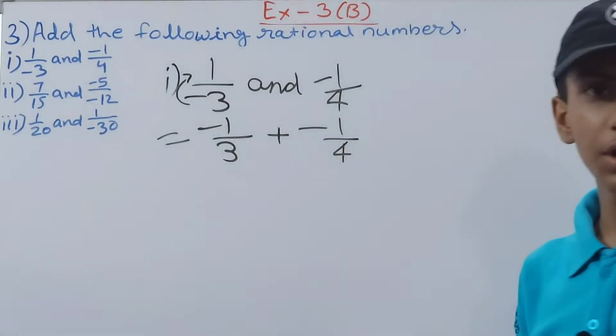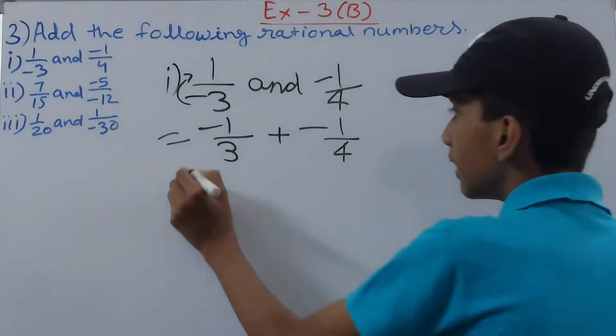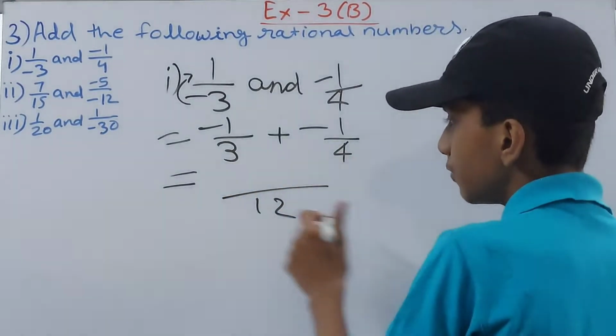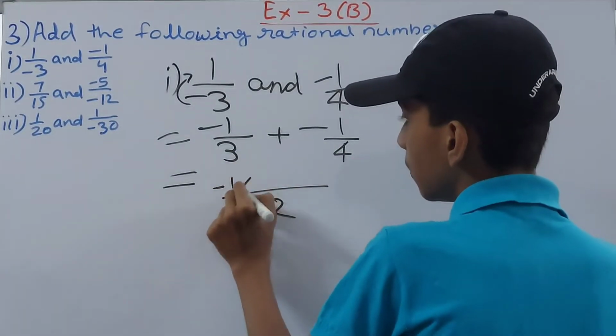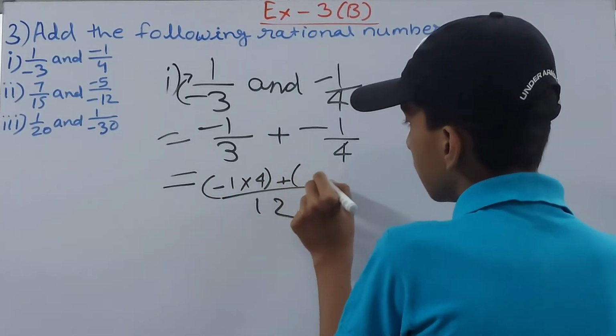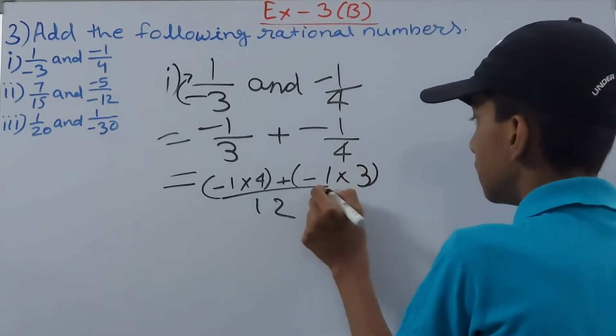But you can see that denominators are not the same. So we will find the LCM. 3 and 4, their LCM is 12, right? So 12. And you can see 3 into 4 is 12, so minus 1 into 4. Alright. And plus here minus 1. You can see 4 into 3 is 12, so minus 1 into 3, right?